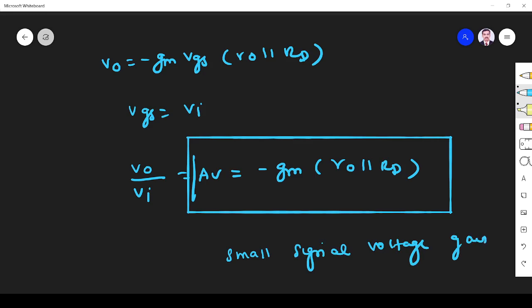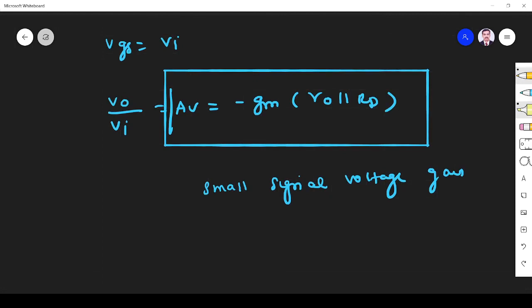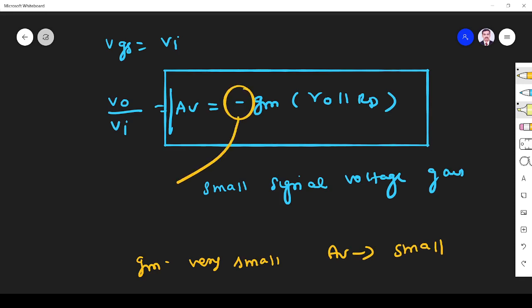Okay. So you see, what we understand from this is that GM is normally very small. GM is very small, so the voltage gain of a MOSFET is small. Right? And another thing you see, we have a minus sign here. This indicates a 180-degree phase shift between input and output. That is, the common source introduces a 180-degree phase shift between the input and the output.